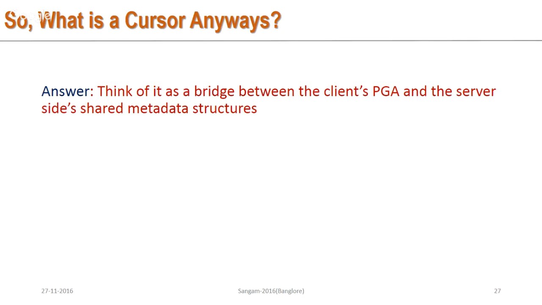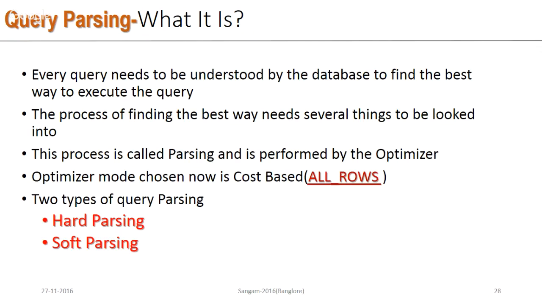So the basic answer to what exactly a cursor is: it is basically like a bridge between the client's PGA and the server side. Now, once the query is decided to be either found or not found, that results in the second part of the execution, which is the parsing. That depends upon the query search. If the query is found, it's going to be a soft parse. If the query is not found, it's going to be a hard parse. I'm sorry for that.